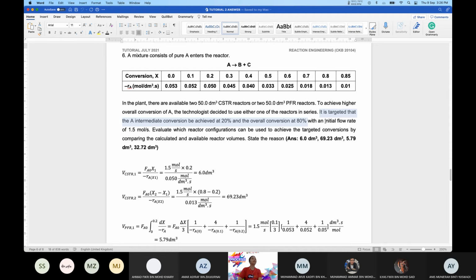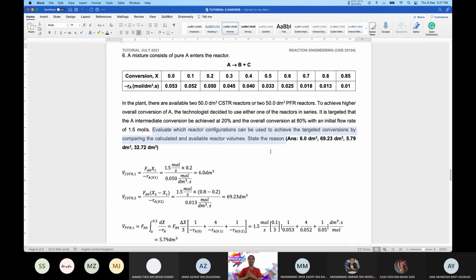And the initial flow rate is 1.5 mole per second. So this question is easier, it directly gives us FA0. Why? Mole per second is mole per time, which is the molar flow rate. So there's no need to find FA0. The question gives us FA0 of 1.5 mole per second. They say to evaluate which reactor configuration can be used to achieve the targeted conversion by comparing the calculated and available reactor volume. State the reason.